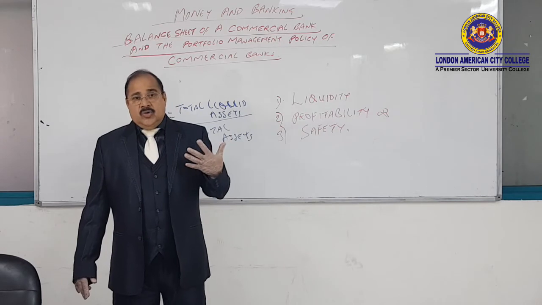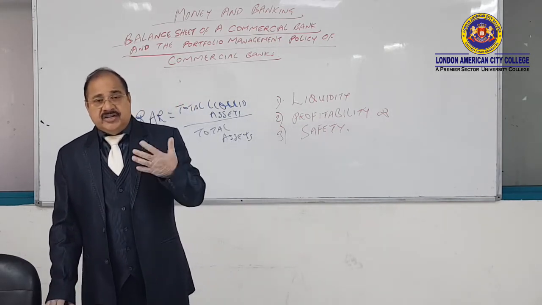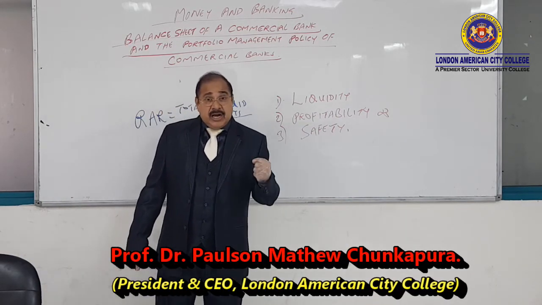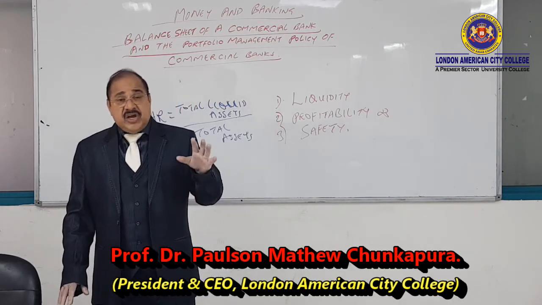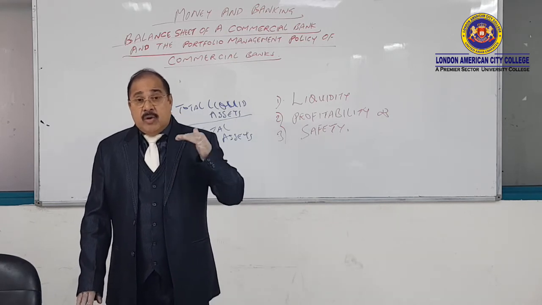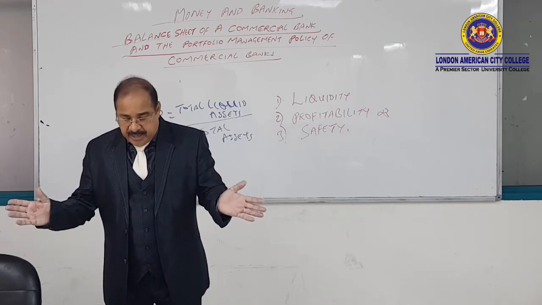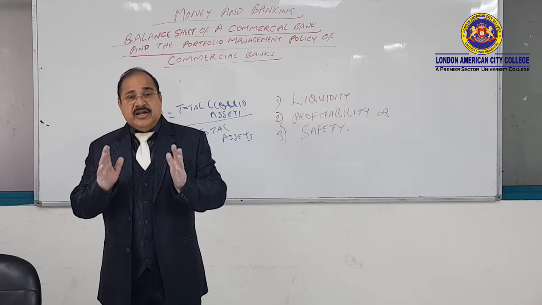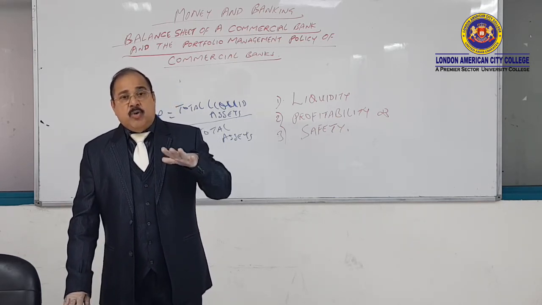Okay, so the secret of success lies in striking a sound balance between liquidity, profitability, and safety. That is the major function of the modern bank, because they have to strike a sound balance between liquidity, profitability, and safety. There is a constant tug of war between the competing aims of liquidity, profitability, and safety. This summarizes the functions of a modern bank. A banker has to strike a sound balance between liquidity, profitability, and safety. Then only the bank can have a sound investment policy or portfolio management policy.